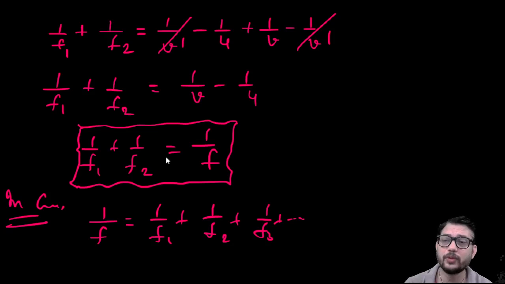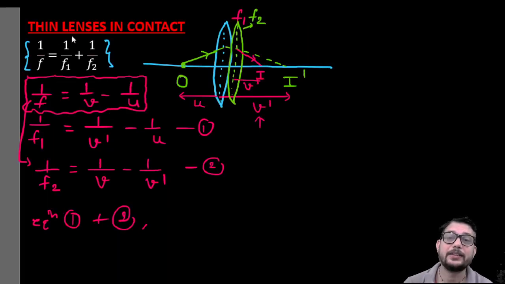Once again, just see here, thin lenses in contact. It means firstly you have to take the first lens and draw the ray diagram. The image of the first lens will behave like the object of the second lens. Apply the formula for the lens, 1 upon f equal to 1 upon v minus 1 upon u. For the first lens, in place of f you have f1, in place of v we have v dash, because that is not the final image. And u is u.